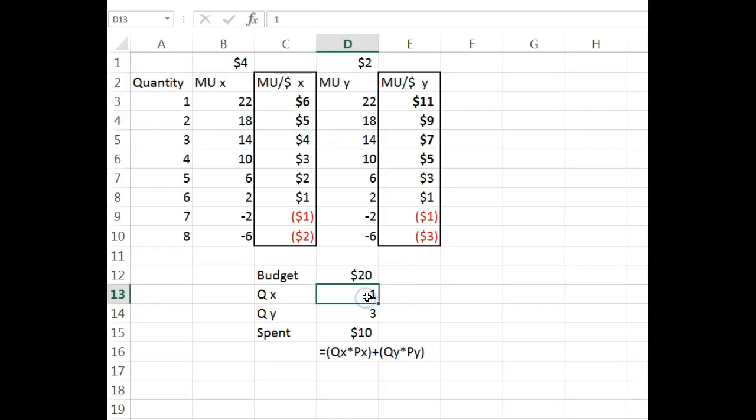So we have 2 and 4. And then comes this 4, so we purchase 3. And there we spent $20. When X is equal to $4 and Y is equal to $2, we would purchase 3 of X and 4 of Y to maximize our satisfaction.